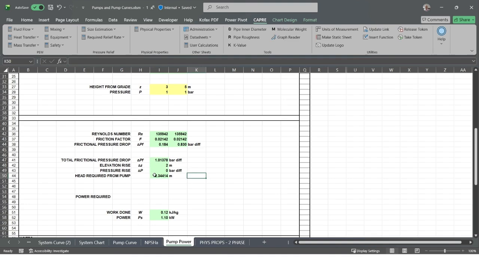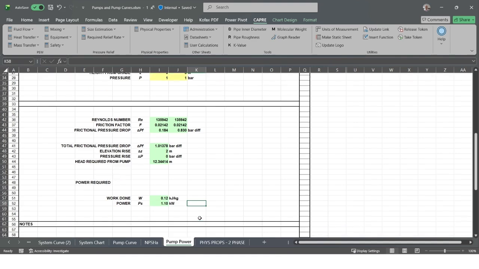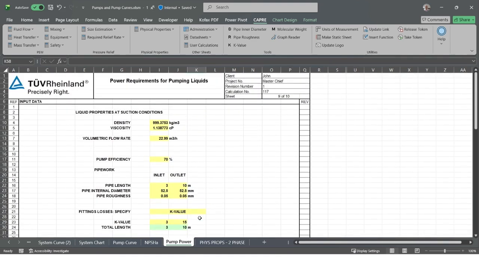So different calculations, we can always twist them a little bit to give us different answers depending on what we're trying to achieve. But a particular one, we've got our head, and then from there we can work out the work and the power requirements for the pump. So we now know how much power that pump needs to do. And that would kind of get us through as much as we're going to do in Capri.